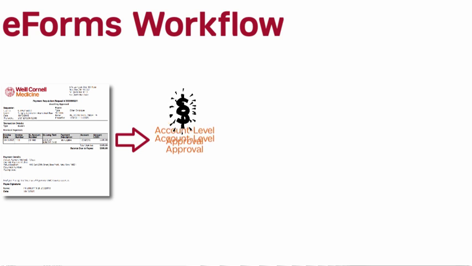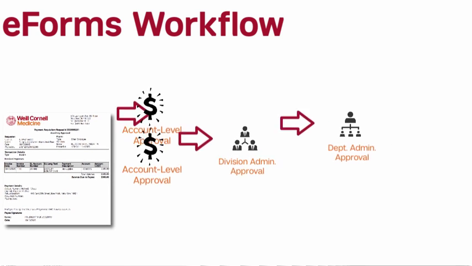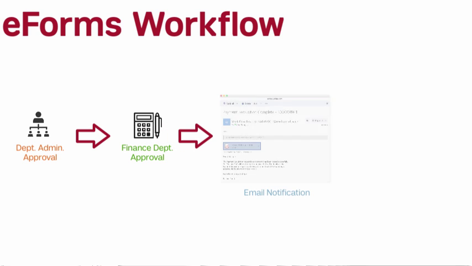If you submit an eForm using 2 or more different accounts, it will first be routed to all authorized account approvers. After the account level approval of your eForm, it will be routed to your division administrator for approval, and then finally to your department administrator. Once your eForm is approved by your department administrator, it is sent over to our financial teams for final approval and processing. You will receive an email notification once your eForm has been posted.